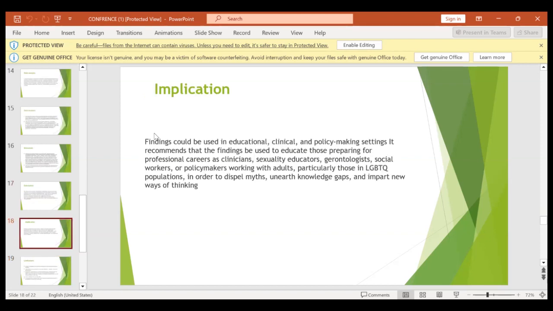The implication is that the study can be used in educational, clinical, and policy making settings. It can be recommended to educate those preparing for professional careers as clinical sexuality educators, social workers, and policymakers working with adults, particularly those with the LGBTQ population.